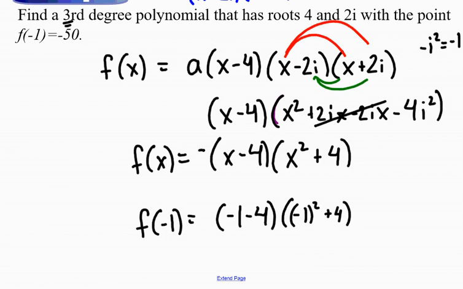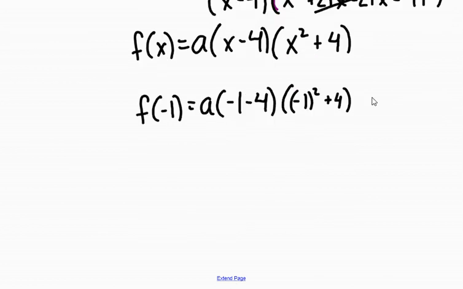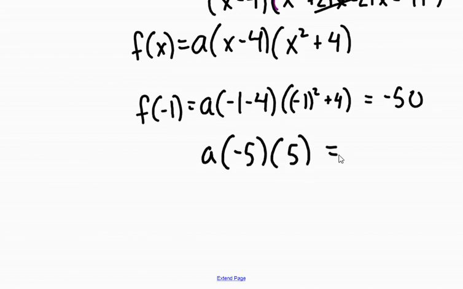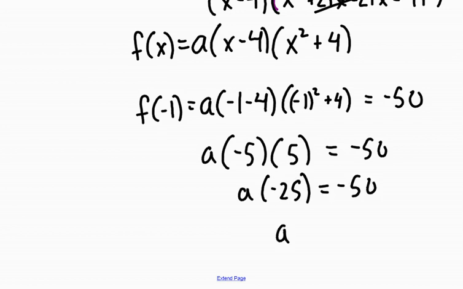I didn't know what it was. And so I need to adjust for the fact that this number depends on the point that I need to go through. So I said when I put -1 in, I need to get -50 out. So that allows me to figure out then what a would need to be. I already said this is going to be negative 5 times 5, which is negative 25. And now I know that a must be 2 if you divide by negative 25.